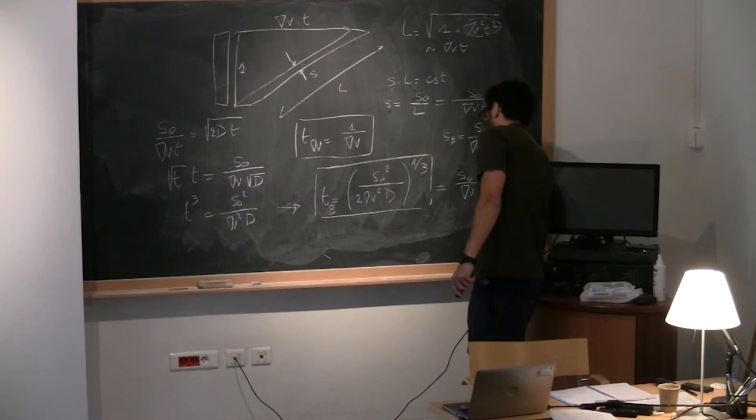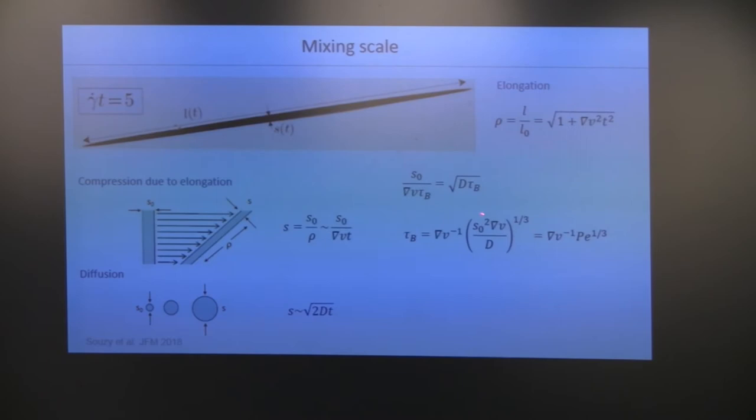All right, so that's quite simple. And I have summarized it here. To find this mixing time and the Batchelor scale, we equate the decrease phase and the increase phase. We get the mixing time, which we can express as a function of the Peclet number that I will define. And from this, we get the mixing time and the mixing scale. That's the minimum scale at which we can compress, where compression balances with diffusion.